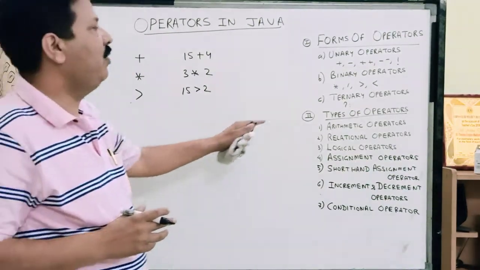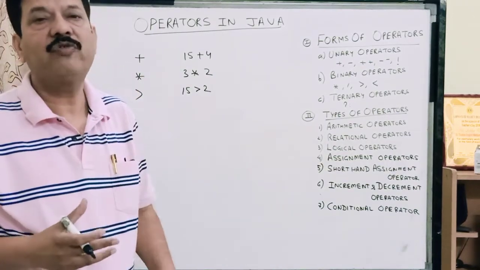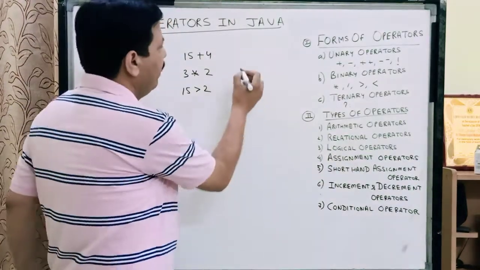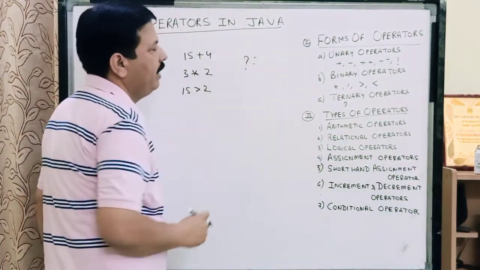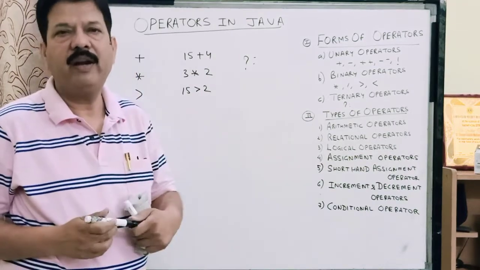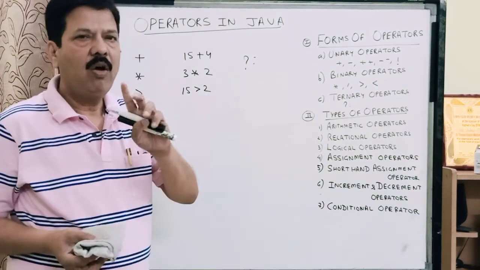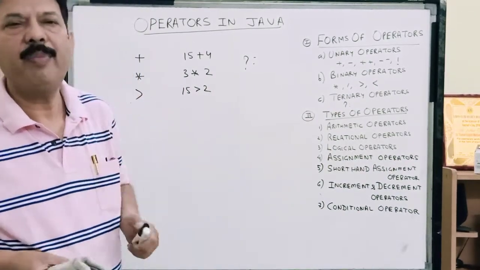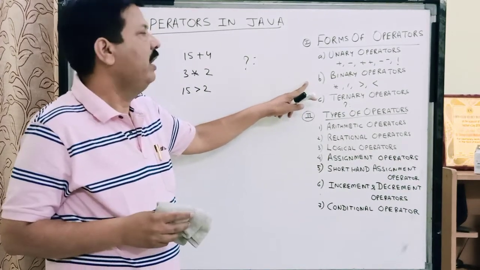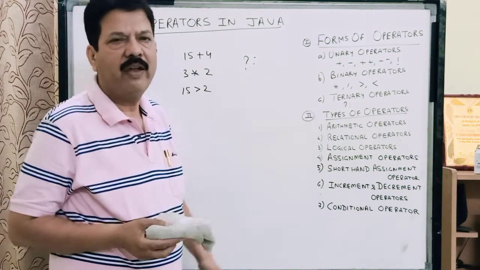And children, the third one is the ternary operator. A ternary operator is that operator which works on three operands. Now children, this ternary operator is this particular operator, a question mark and a colon, which I am going to teach you in detail. This is a conditional operator. It works on three operands. So an operator which works on one operand is called unary, an operator which works on two operands is called a binary operator, and which works on three operands is called a ternary operator.